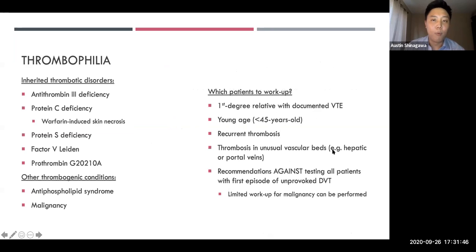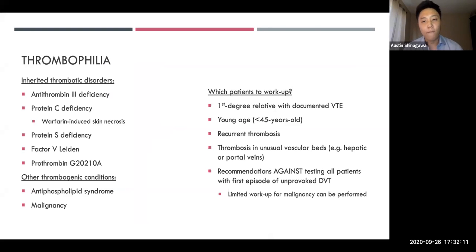I also wanted to talk briefly about thrombophilias, which are inherited thrombotic disorders. The 5 main ones to know are antithrombin 3 deficiency, protein C and S deficiency, factor V Leiden, and then prothrombin G20210A, which is a specific mutation, and then other thrombogenic conditions such as antiphospholipid syndrome and malignancy.